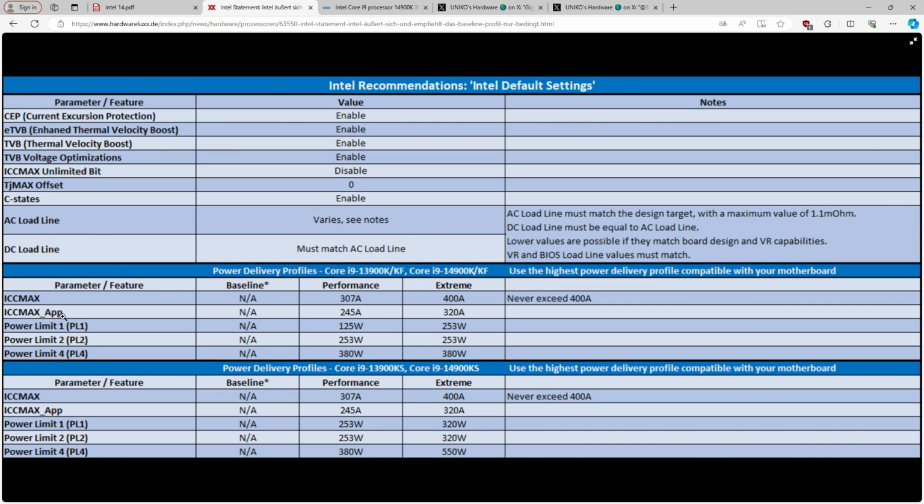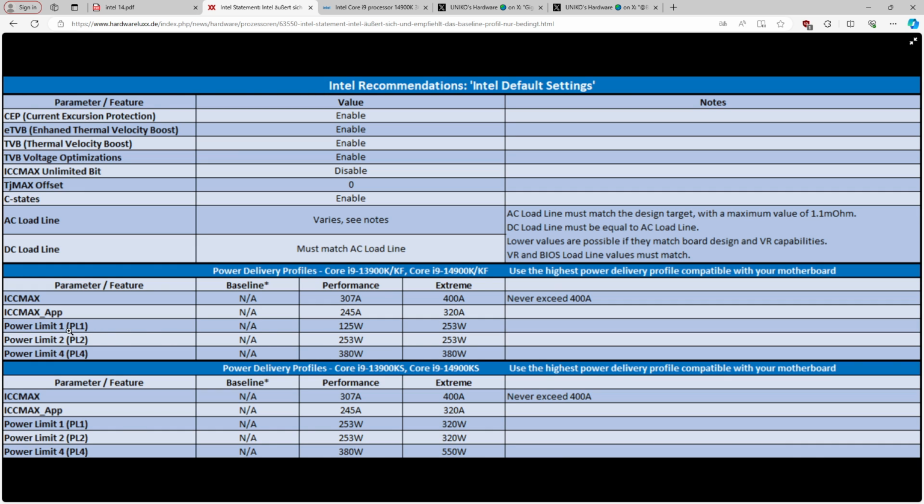So, the ICC Max underscore app, I think, is more for OEMs like Dell and HP, where they're trying to keep the motherboard cost low, instead of enthusiast Z790 boards, where the board will actually probably destroy your CPU before the board gets damaged, if you let it do that. Like, if you wanted to do that.